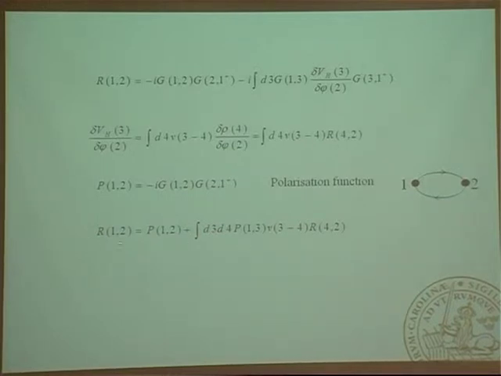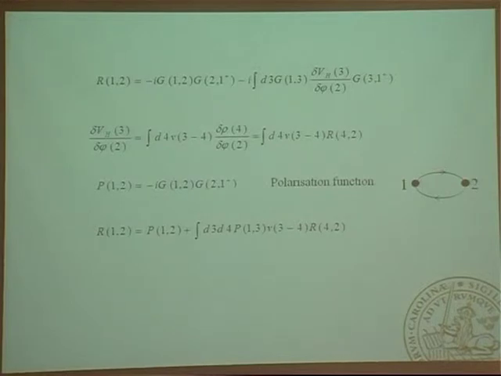Even for the exact response function, we have the same equations. So the difference really comes from this P here. So in the case of the exact response functions, this polarization function will contain a vertex correction. So there will be some interactions between these 2 lines here. But in the case of RPA, we have just a bubble.